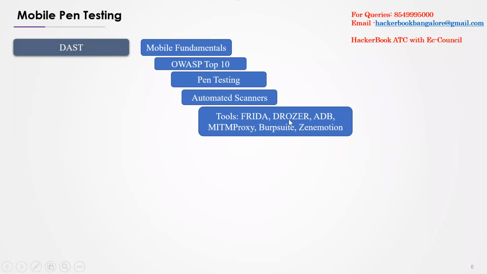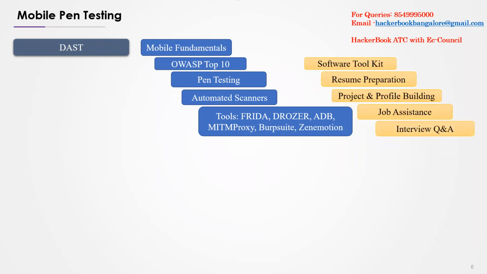Objection is a tool that hooks any of the processes within the mobile, where we can trace the activities you perform within the mobile platform. ADB is a debugging tool. Again, man-in-the-middle proxy and Burp Suite are used as interceptors. In most cases we have used Burp Suite for intercepting web traffic. For mobile traffic, you are going to make use of MITM proxy and Burp Suite. These tools will be covered for DAST, and will even help you with interview questions with respect to mobile pen testing.